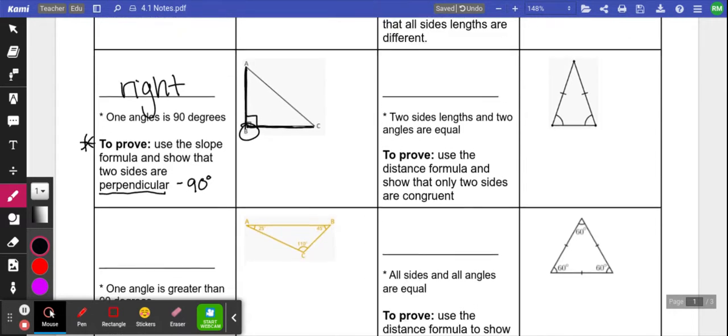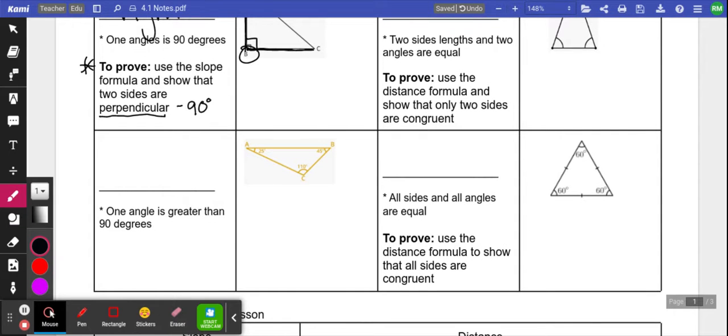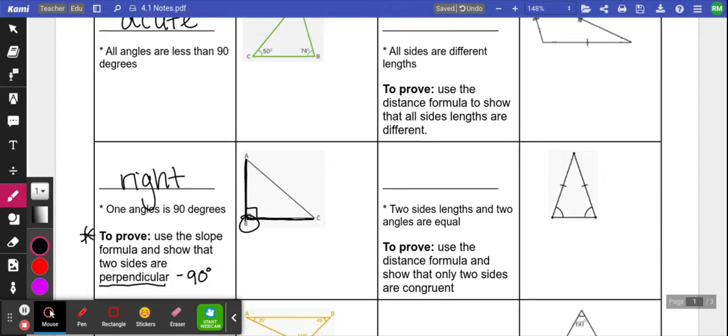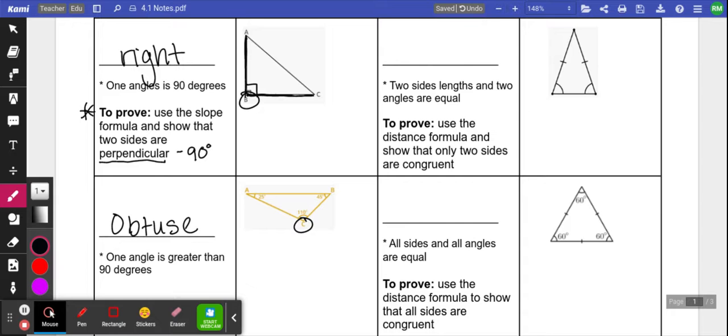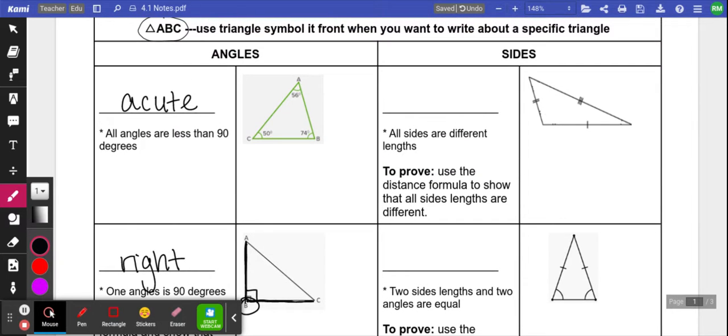Okay, next. This triangle is an obtuse triangle because one of the angles is greater than 90 degrees. The angle that's greater than 90 degrees is angle C. So those are the three ways that we can classify triangles by their angles. Now let's look at the three ways we can classify by their side lengths.